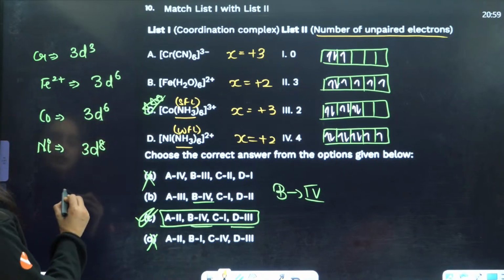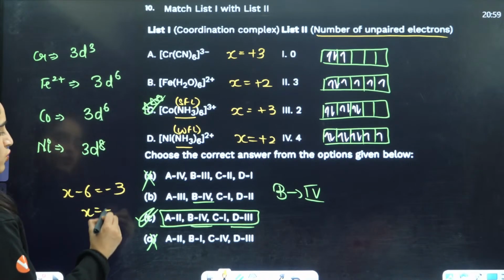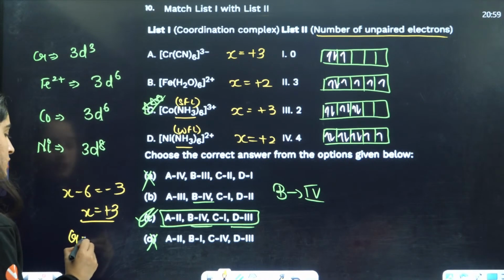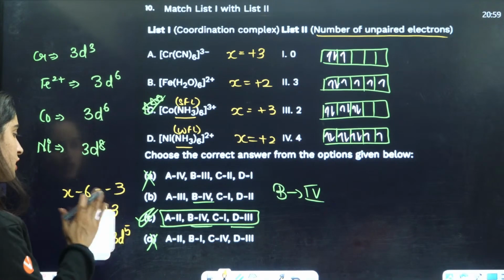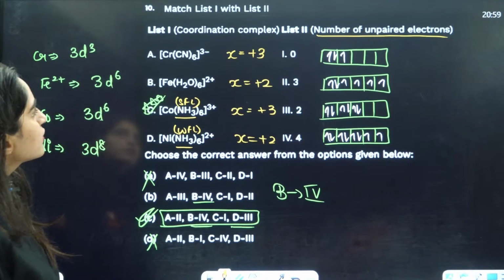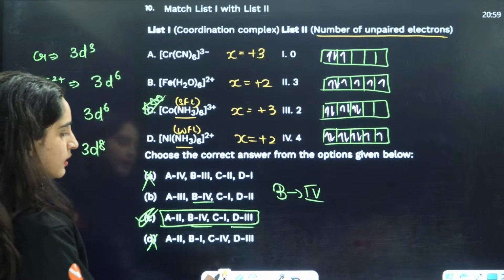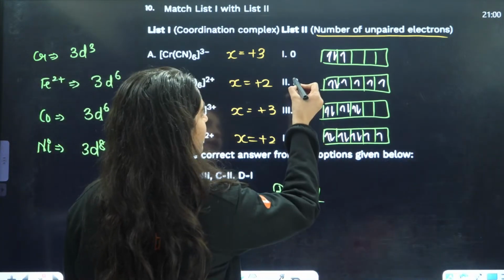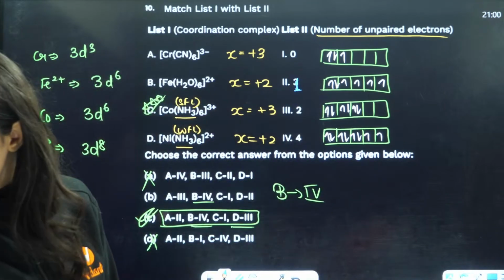Wait a minute, have I done something wrong? x minus 6 is equal to minus 3, so x is equal to plus 3. Chromium is 4s1 3d5, taking out 3 electrons it will become 3d3 only. Then strong pairing will be there because CN is a strong field ligand, so there should be 1 unpaired electron. So here it should be 1, okay? Understood?